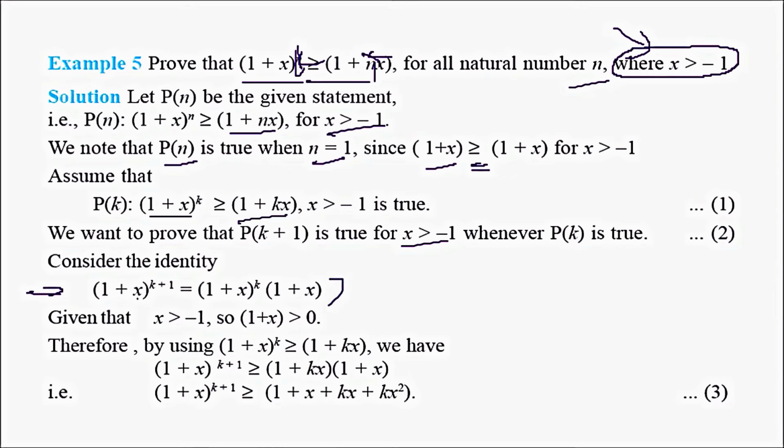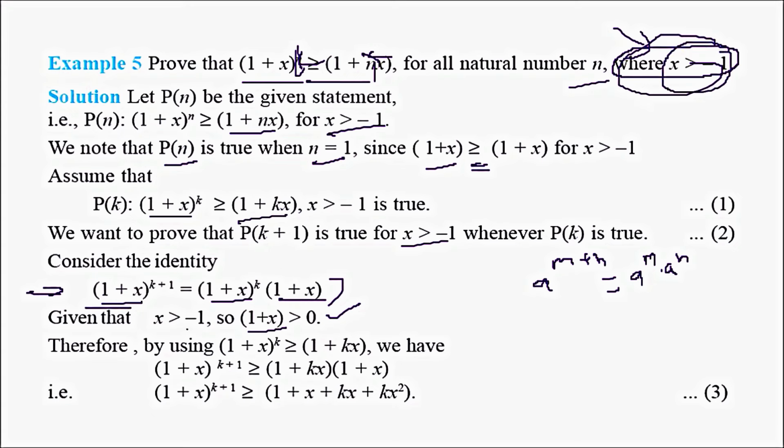What is (1 + x)^(k+1)? We know that a^(m+n) is a^m times a^n. So (1 + x)^(k+1) can be written as (1 + x)^k times (1 + x). And for this condition, when x is greater than -1, we know that 1 + x will always be greater than 0. Please understand this identity we have used. Or what you can do, x is greater than -1, take 1 here, so it will be 1 + x greater than 0.